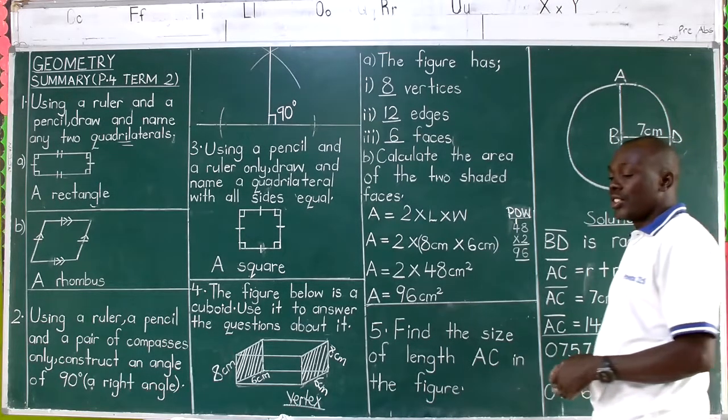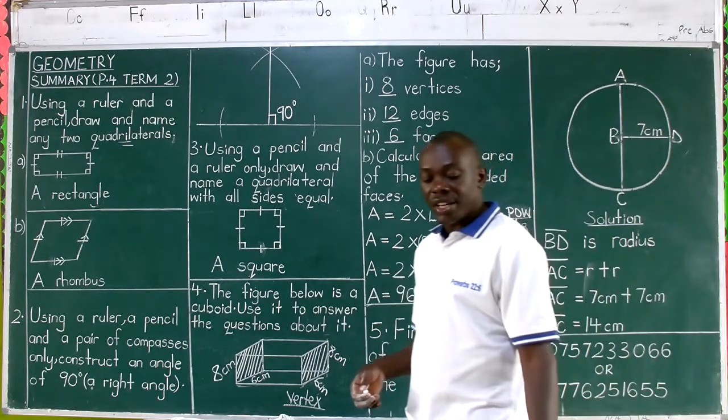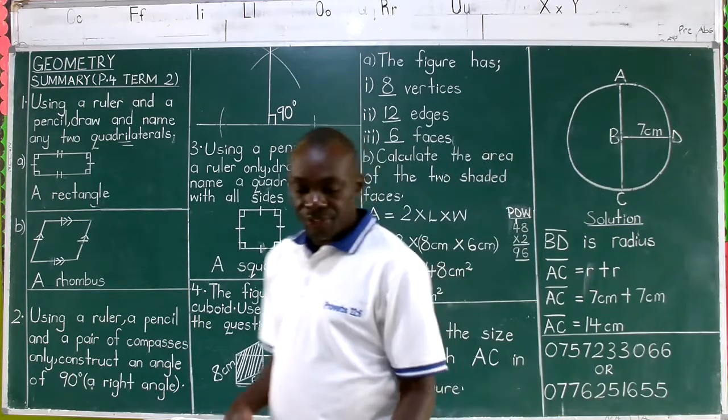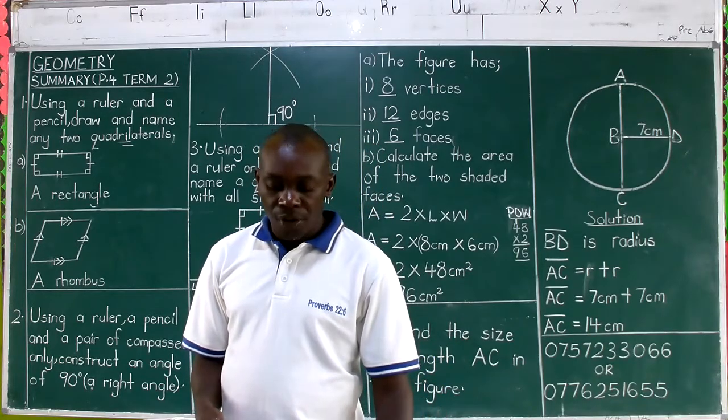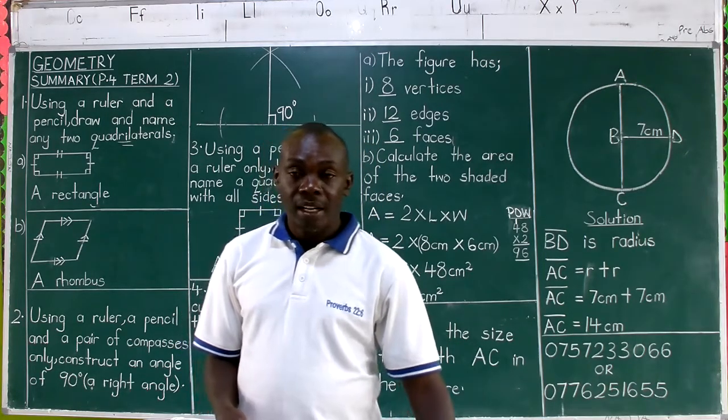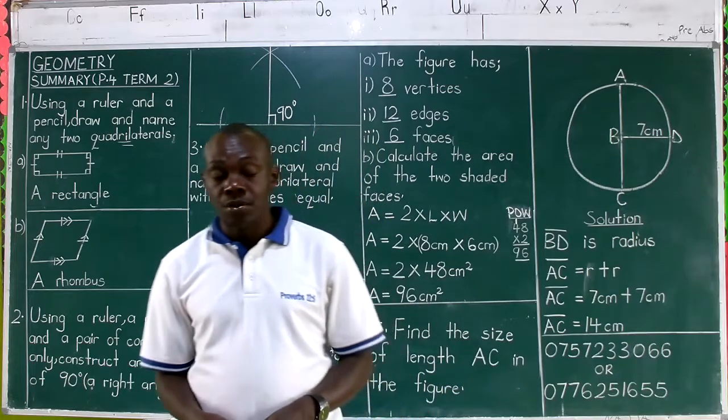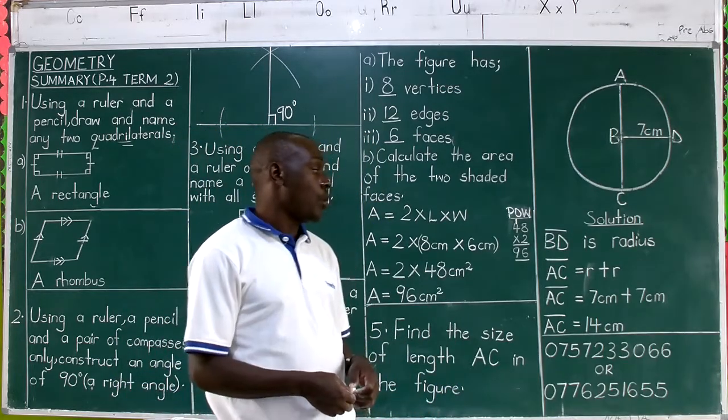That marks the end of our geometry summary of this very class primary 4, and to be found on page 59 all the way to 66 of our book P4.